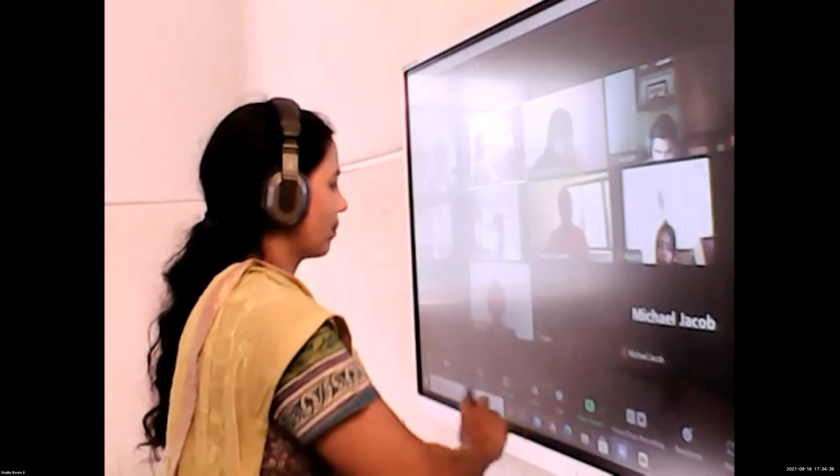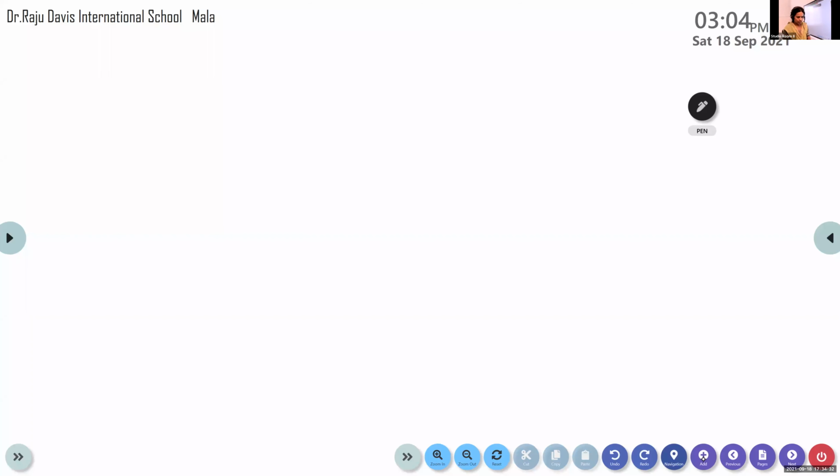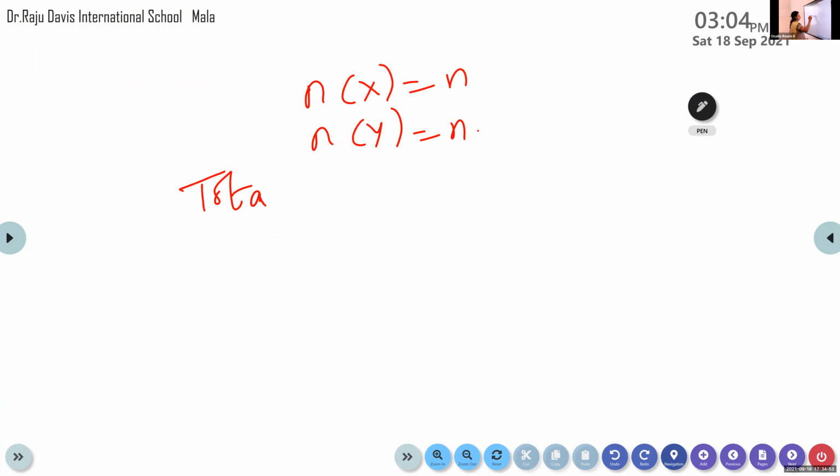Okay, children, so write the next one. Suppose X and Y are two sets having n elements, that is, n(X) is n and n(Y) is also n. Then the total number of bijections is n factorial.